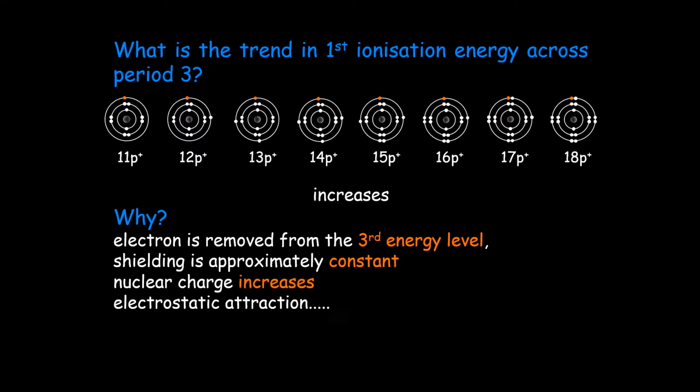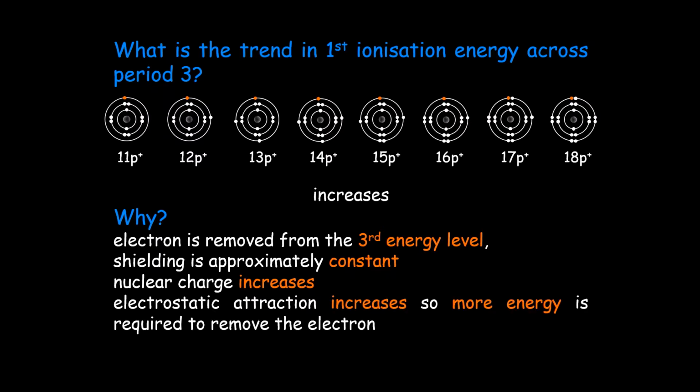Nuclear charge is increasing, as is indicated by the 11p+, 12p+, 13p+, etc. all the way up to 18p+. So the electrostatic attraction increases, so more energy is required to remove the electron. And as a result of that, the distance of the outer shell electron from the nucleus decreases, so it's pulled closer to the nucleus.